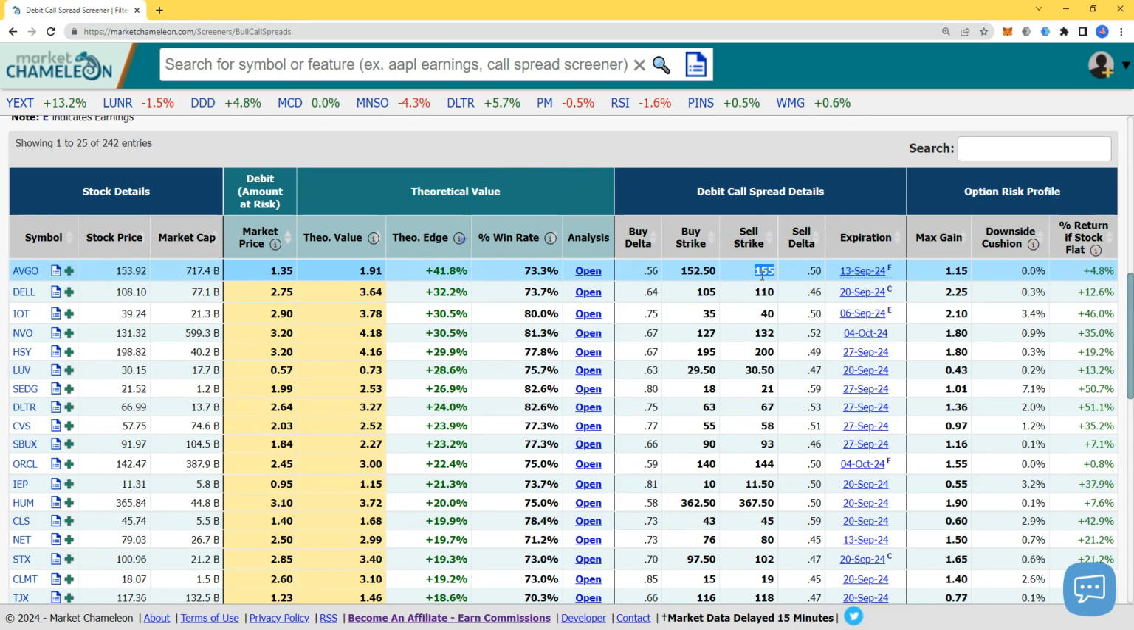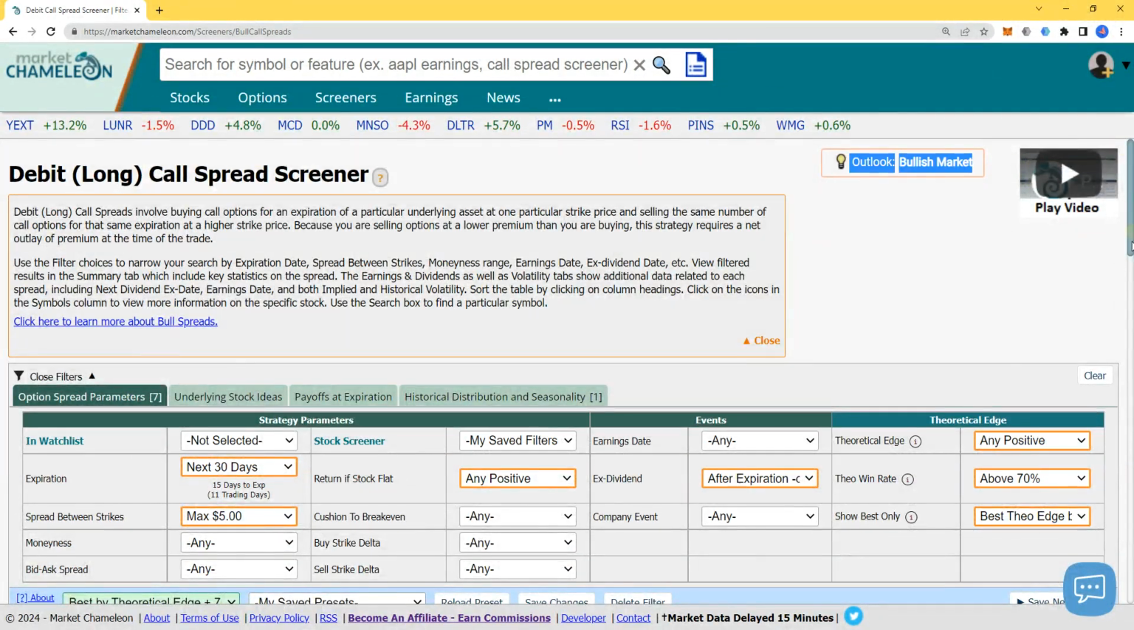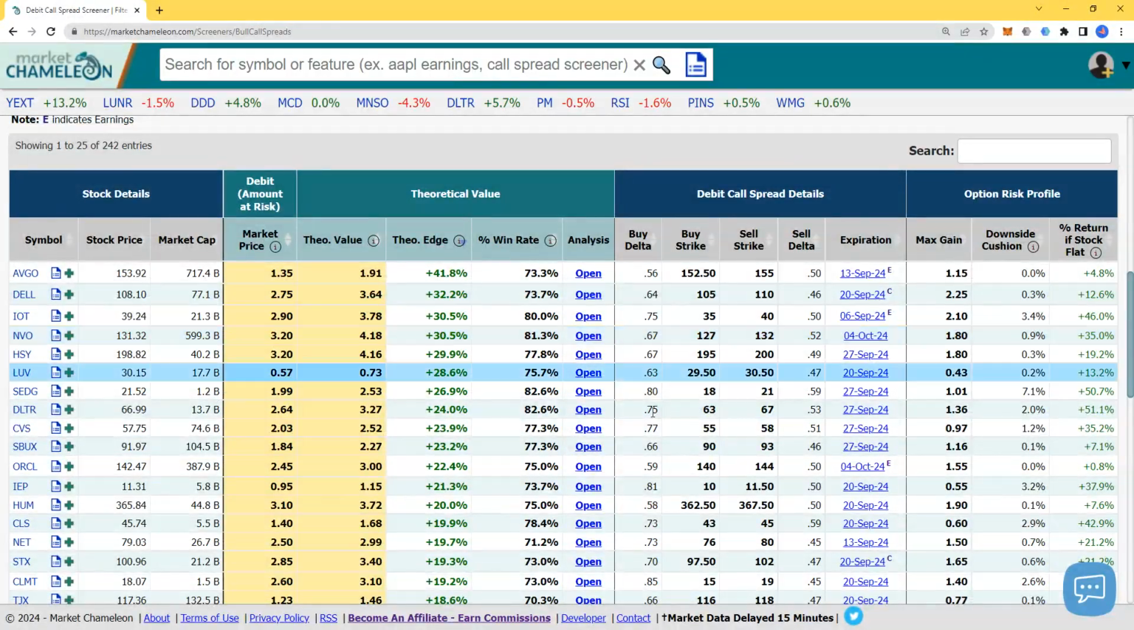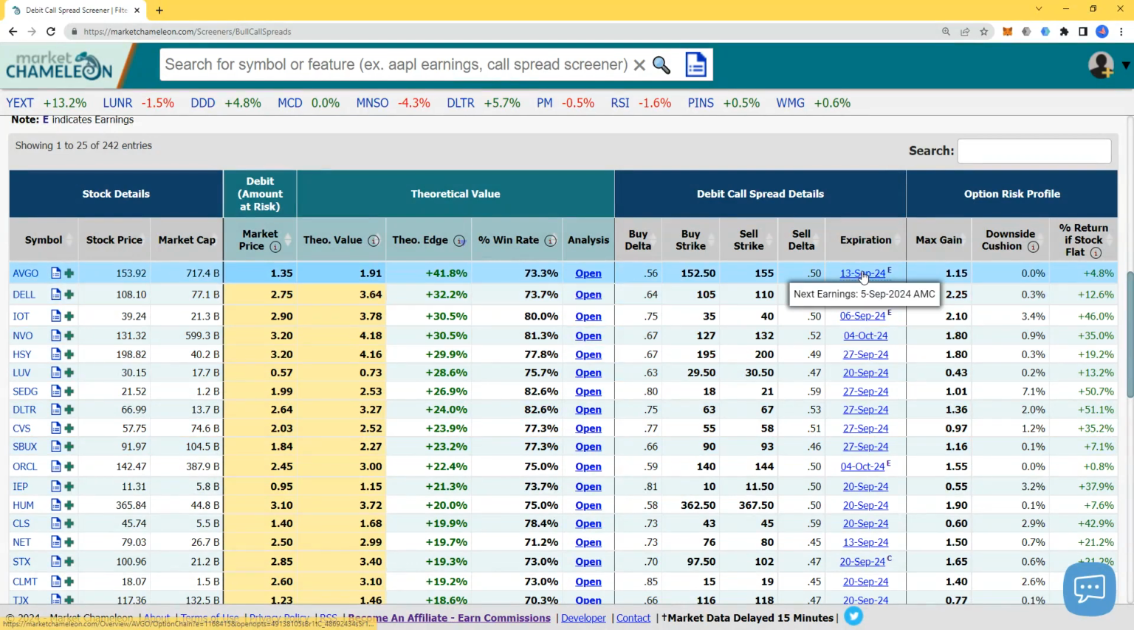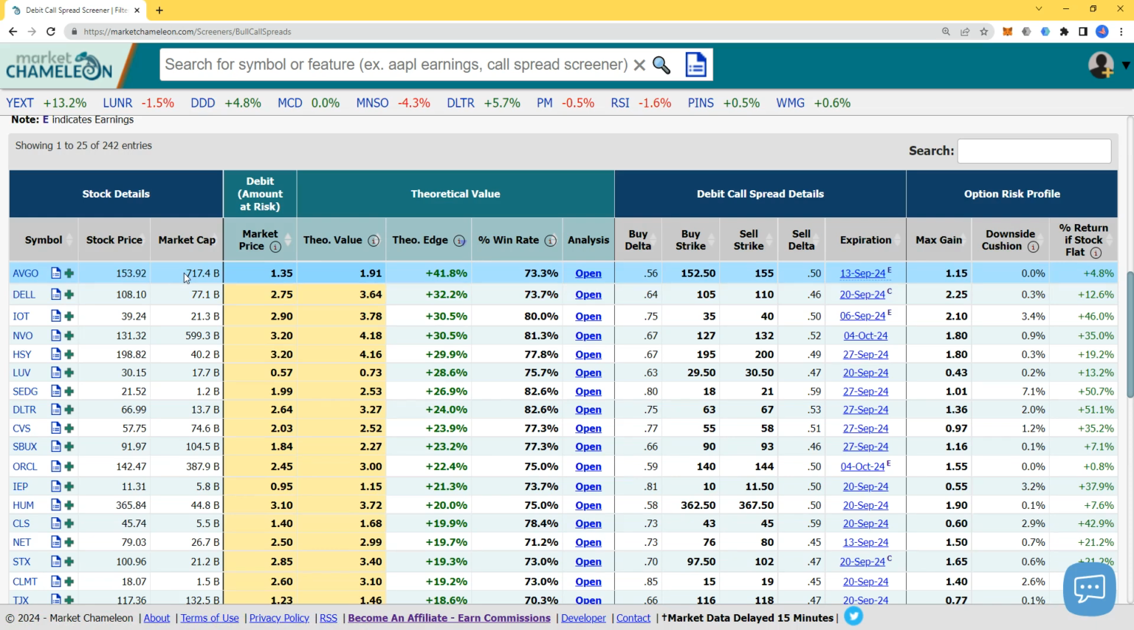And this is a bullish play. Again, this is a bullish outlook. Remember this, bullish market. This is your outlook. You assume that Avago will go up after earnings, which is today, and the expiration for this is 8 days from now on the 13th. 8 or 9 days, something like that. Next Friday, basically. But you assume that the price will be above 155.